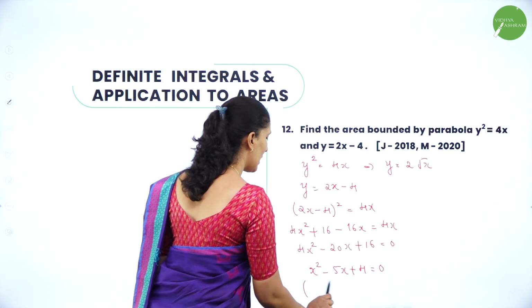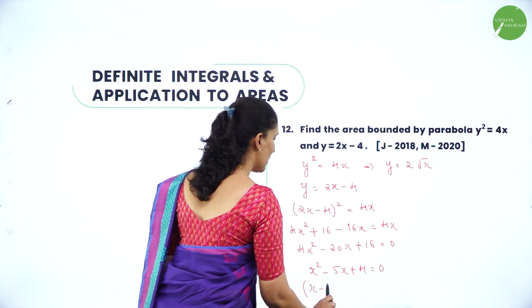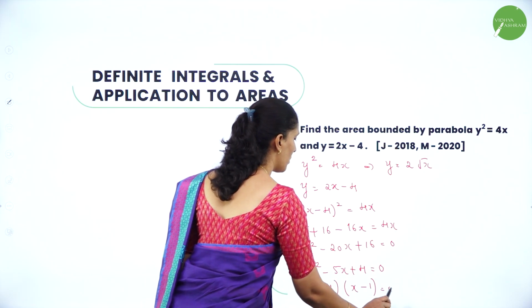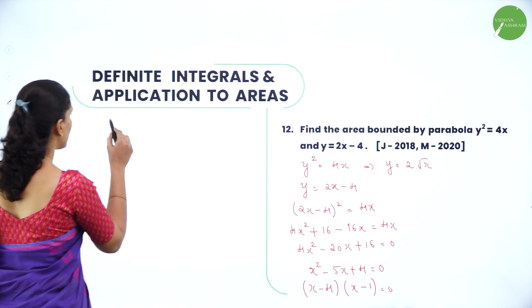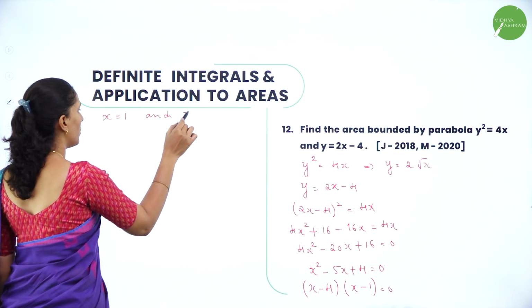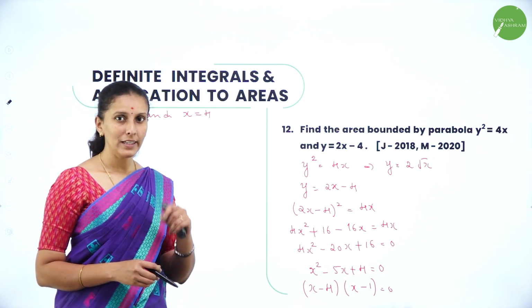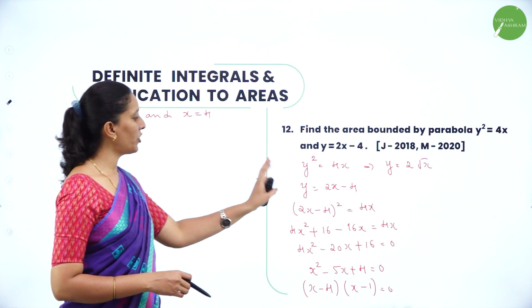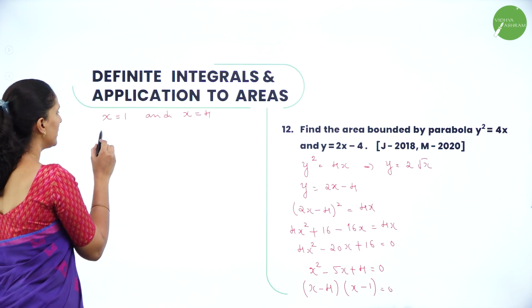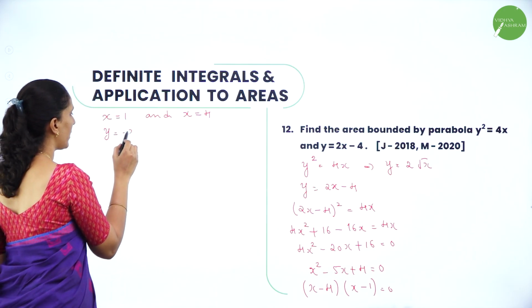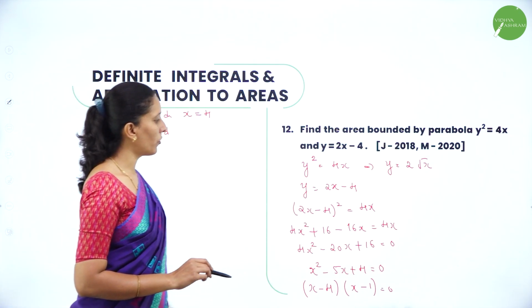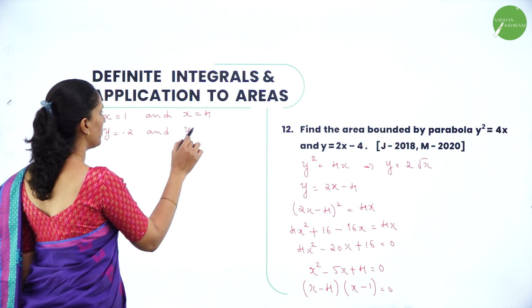Again, we will get the same linear factors, x minus 4 and x minus 1 is equal to 0. So, thus we will get x is equal to 1 and x is equal to 4. Now, if you want the limits in terms of y, you can substitute for y here. If you take x is equal to 1 here, then clearly you can see y is equal to minus 2. And if you take x is equal to 4 here, then you will get y is equal to 4.